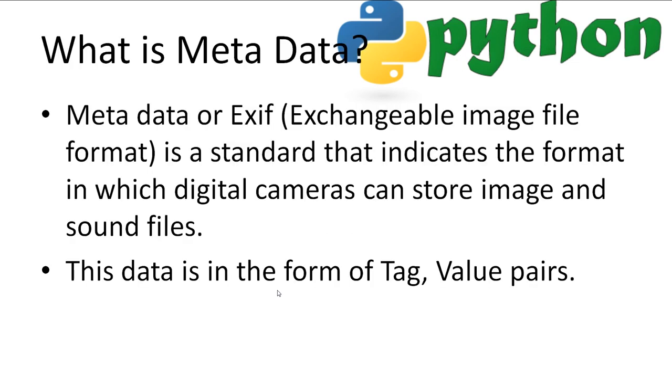So what is metadata? I went over this last video, but I'll repeat it in case you missed it. Metadata is data about other data. In the example we are looking at today, it's information about an image. The metadata in images is called EXIF data, for exchangeable image file format. It is a standard for how digital cameras can store image and sound files. EXIF data is stored in tag value pairs. It's important to note that the only supported formats currently are JPEG, TIFF, and WAV files.